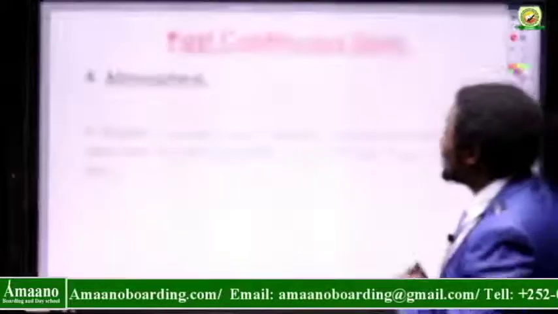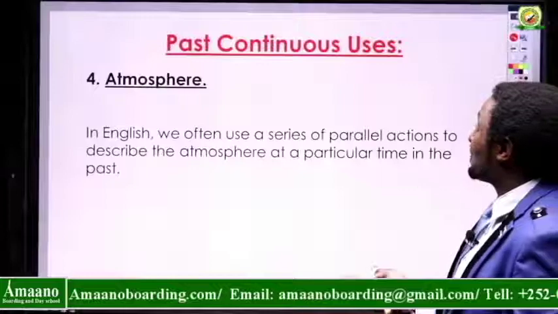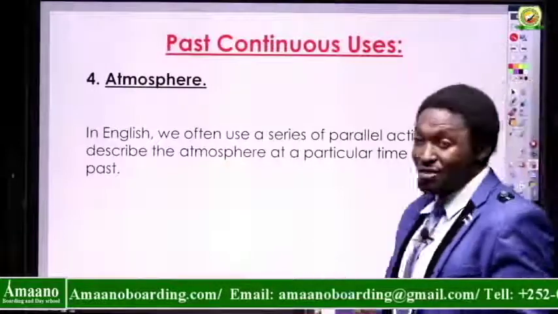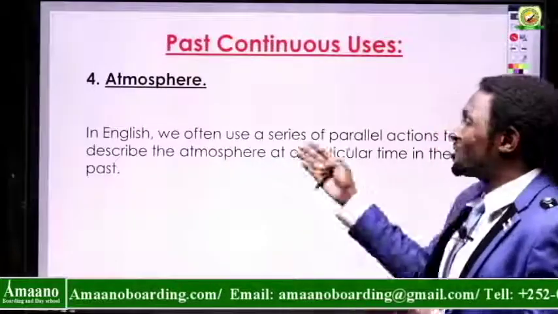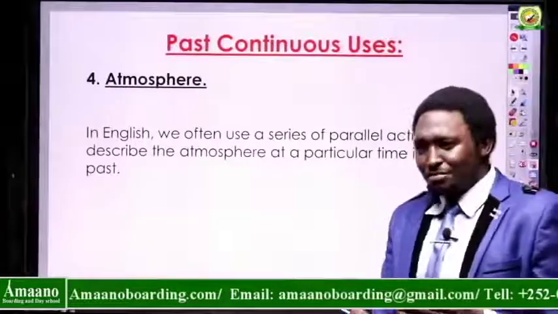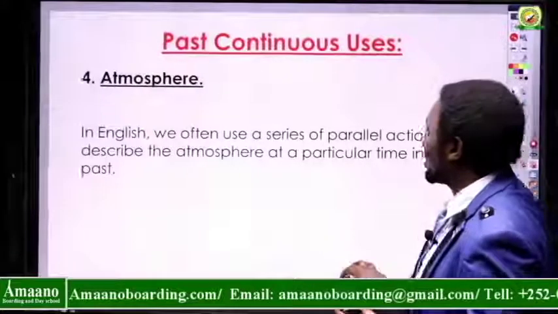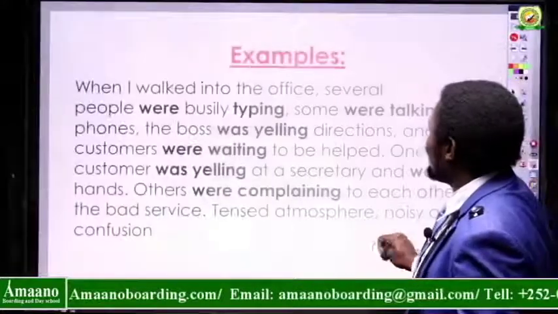The next usage is to show the atmosphere. Past continuous tense could show the atmosphere of a place. Atmosphere means the mood in that place, what's happening in that particular place or at that particular time. So let's check the example. It will be easier for you if you check the example.